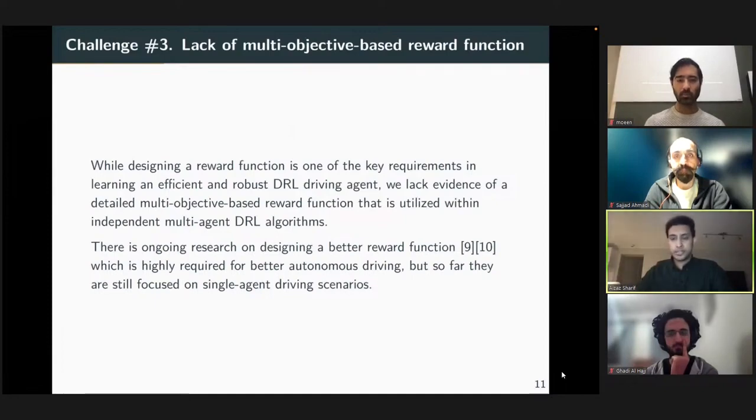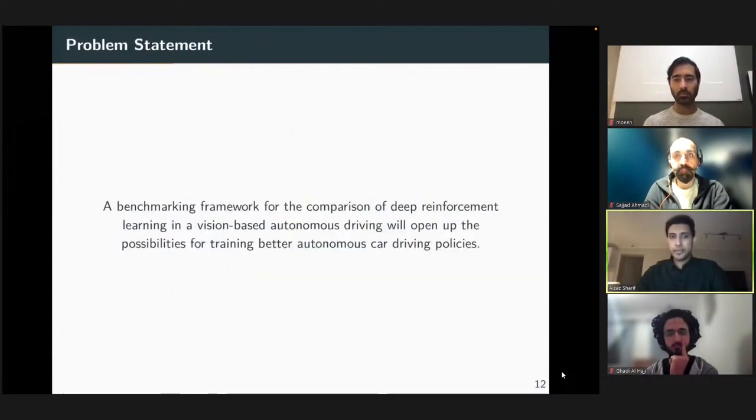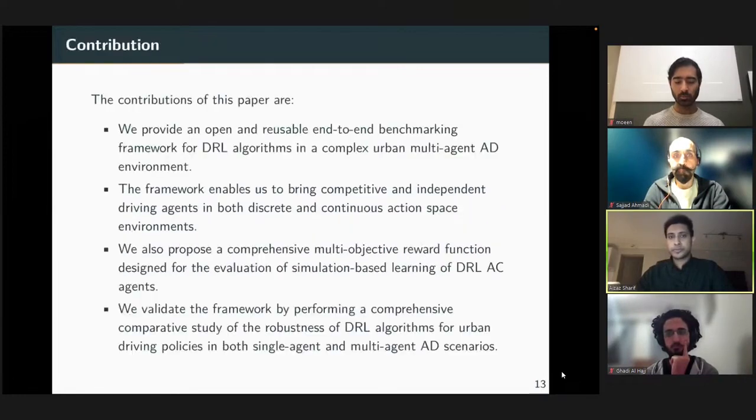So with all the three challenges that I have mentioned, we feel there is a need for a benchmarking framework for the comparison of deep reinforcement learning in a vision-based autonomous driving environment. And it will open up the possibilities for training better autonomous cars in the future. So we propose an open and reusable end-to-end benchmarking framework as the solution, which enables bringing competitive and independent multi-agent driving policies in both single agent and multi-agent scenarios.